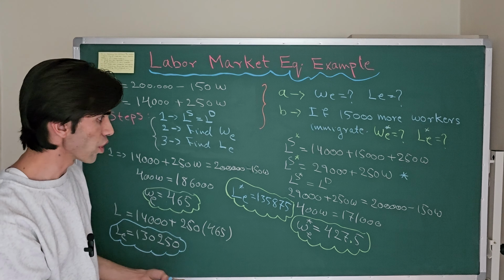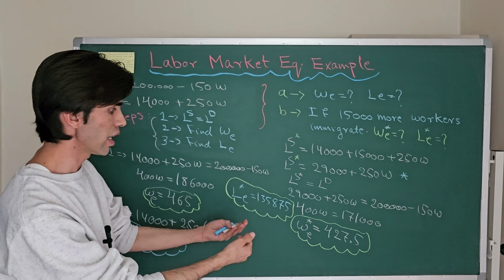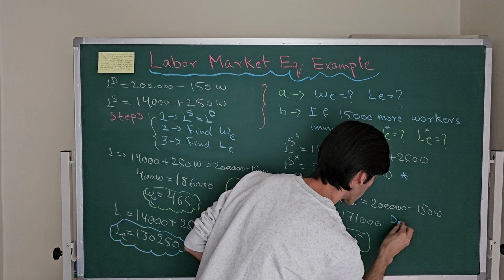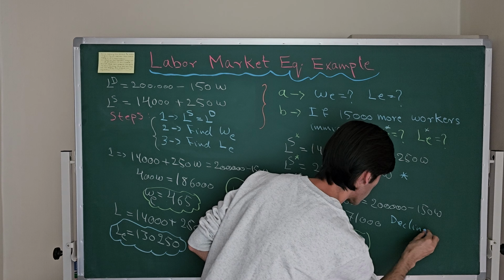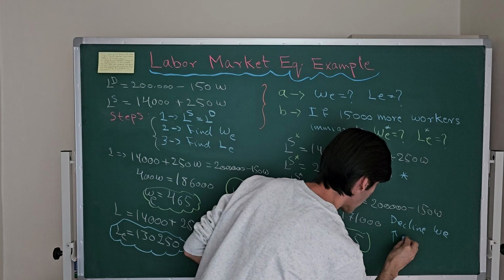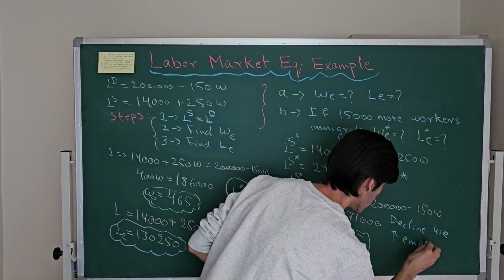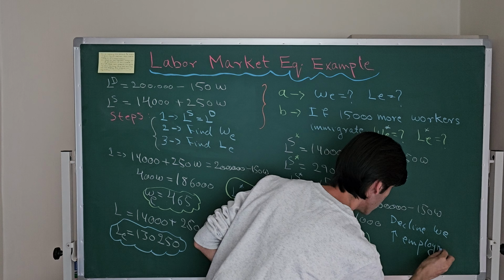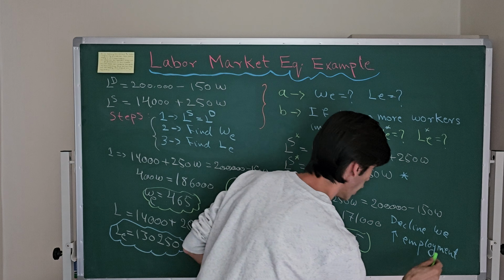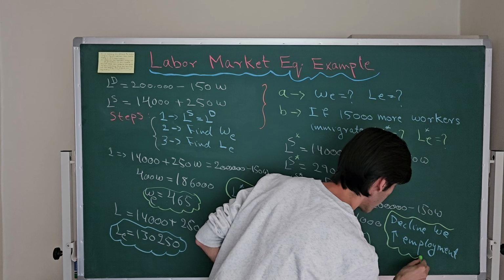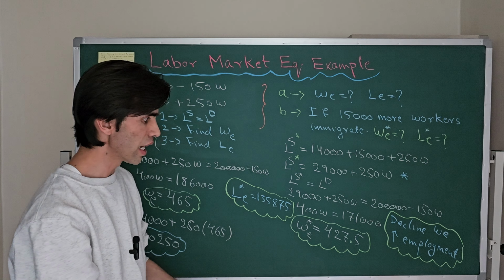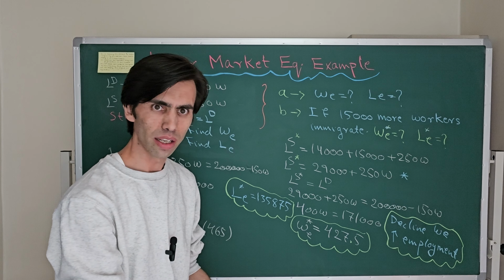So the effect of this immigration in the labor market is a decline in the market clearing wage and an increase in employment. This is the overall effect of this immigration in the labor market: a decline in the market clearing wage and an increase in the employment level.